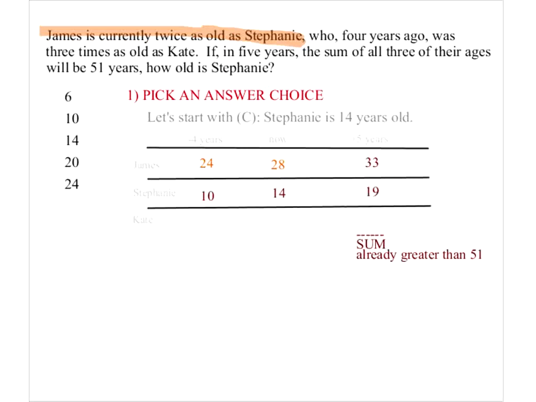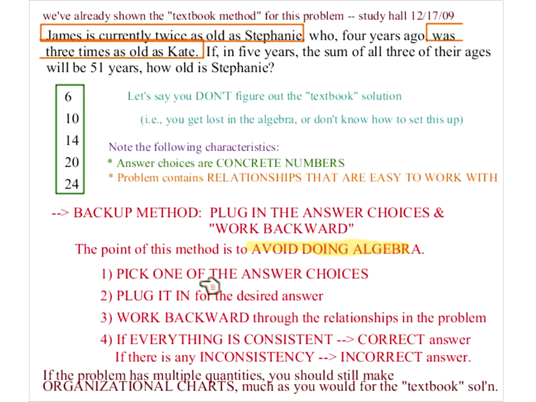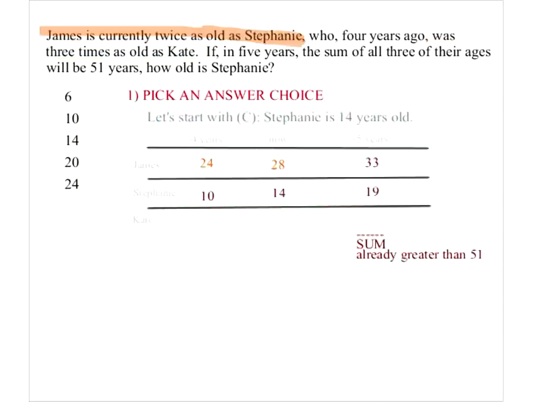So that's pick an answer choice, and then in this table we're doing these next couple of steps. Plug it in, work backward. So let me point to those in this particular chart here. Step 2 is plug the choice in. That is happening at this place right here. And then everything we're doing in orange in this chart is finding the relationship. So that's working backward.